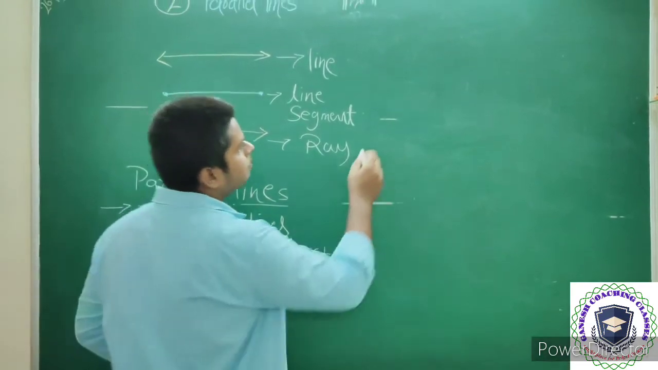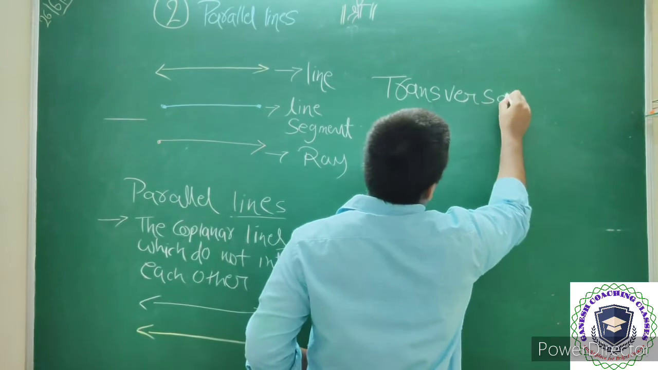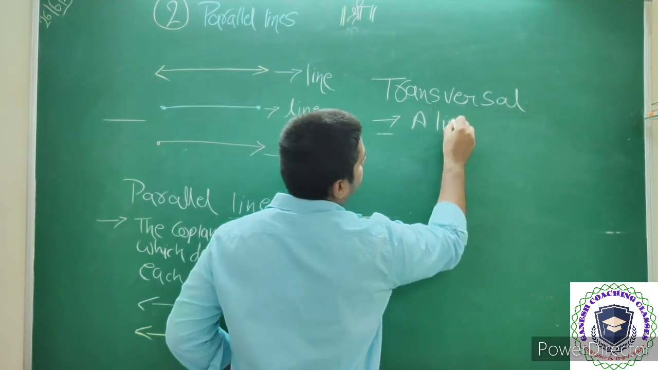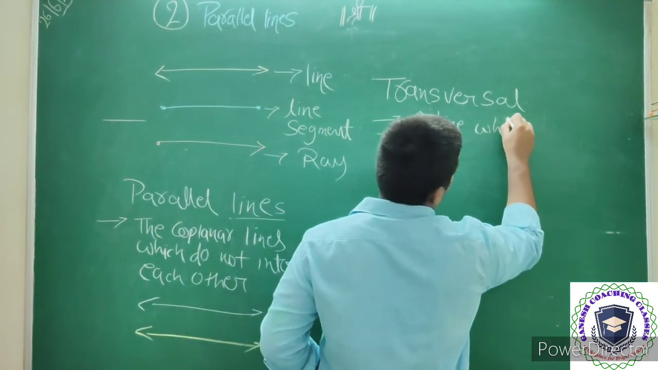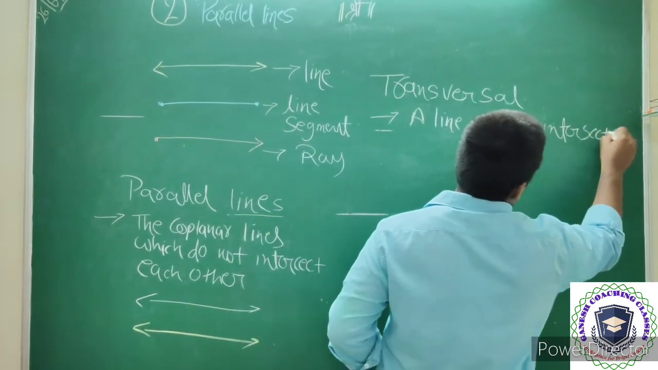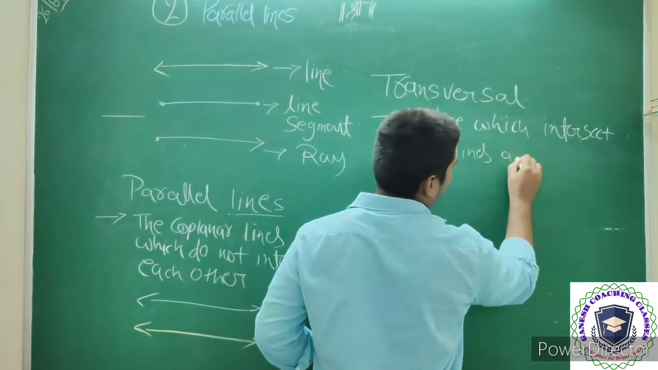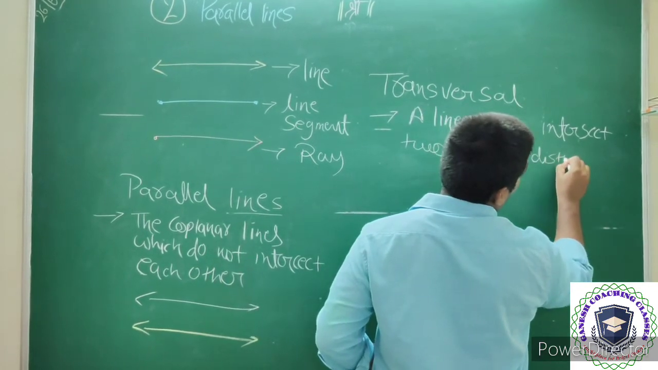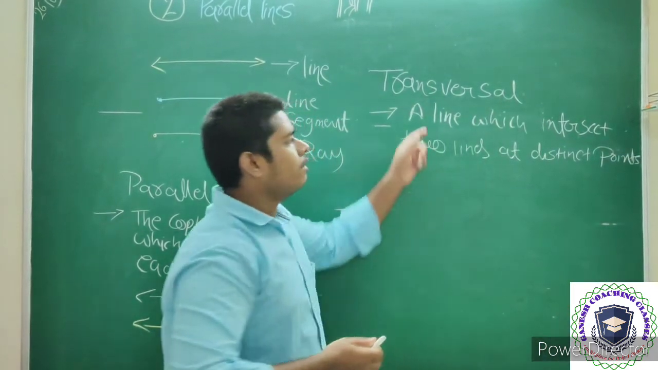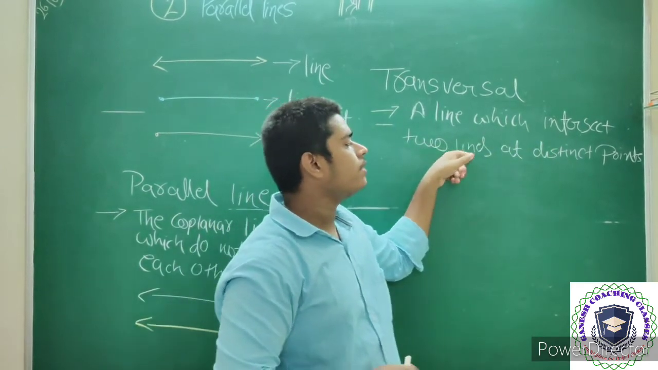And there is another term, that is transversal. We define a transversal as a line which intersects two lines at distinct points. So here the transversal is also a line, but it intersects 2 lines at distinct points.